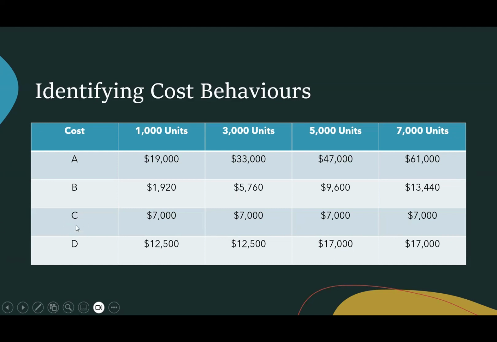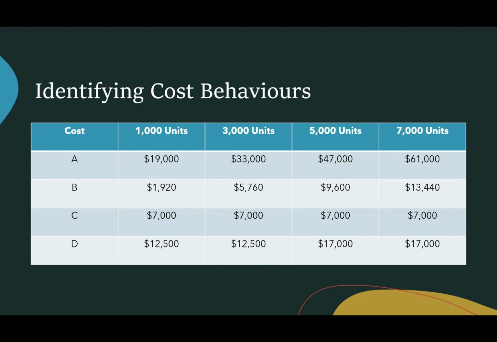So now it's very obvious that C is a fixed cost, because no matter how many cakes I produce, the fixed cost will remain constant. So the cost C is straightforward, a fixed cost. If you look at D, it remains at 12,500 for 1,000 and 3,000 units. But when it's 5,000 and 7,000, there's an increase in this cost and it remains constant at 17,000.